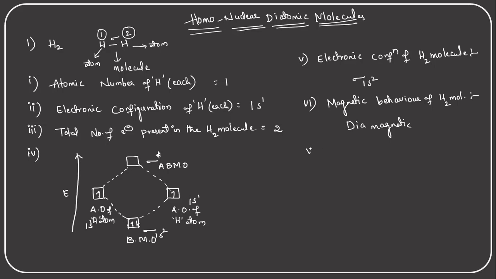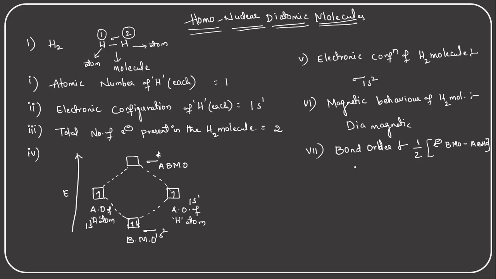And what will be the bond order for the H2 molecule? Bond order means how many bonds it can form. So what is the definition of bond order? It is one half of the electrons present in bonding molecular orbitals minus the electrons present in the anti-bonding molecular orbitals. So this will be the bond order.